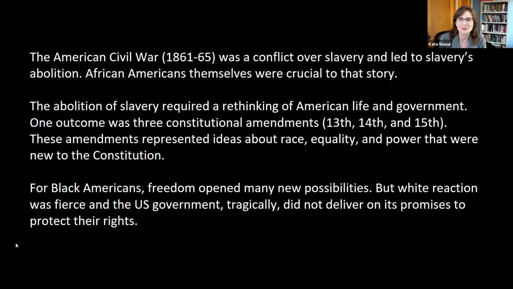Second, the abolition of slavery required a rethinking of American life and government. One outcome was 3 constitutional amendments, the 13th, 14th, and 15th Amendments. These represented ideas about race, equality, and power that were new to the US Constitution. And third, for Black Americans, freedom opened many new possibilities. But white reaction was fierce, and the US government tragically did not deliver on its promises to protect their rights.